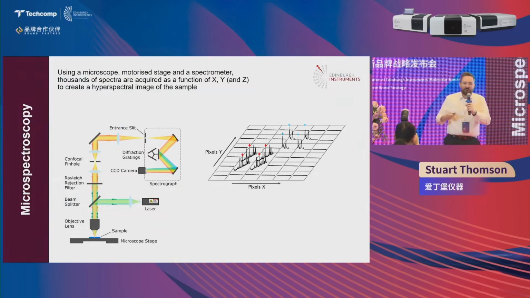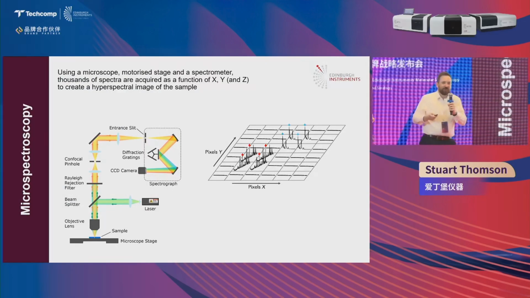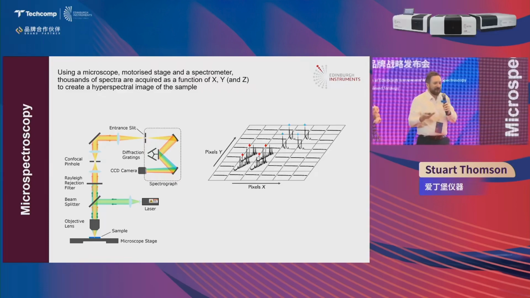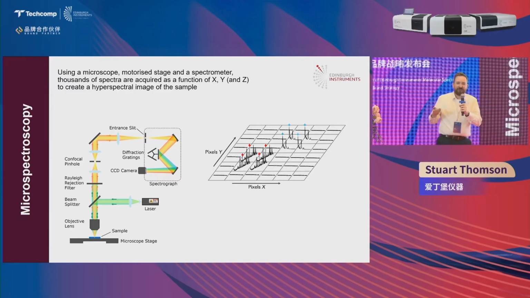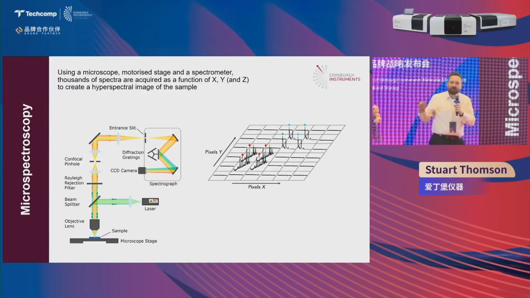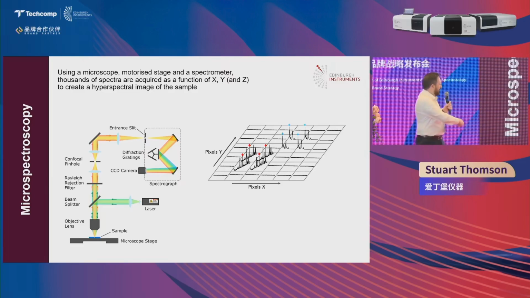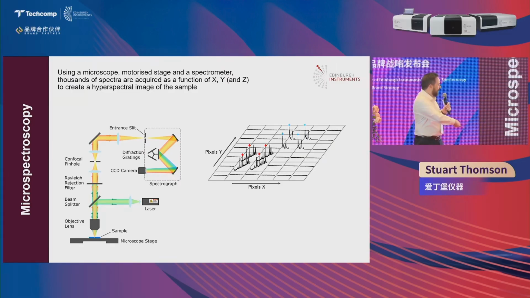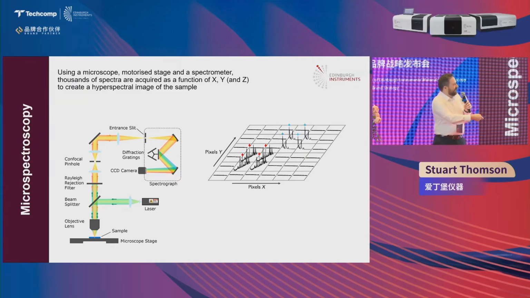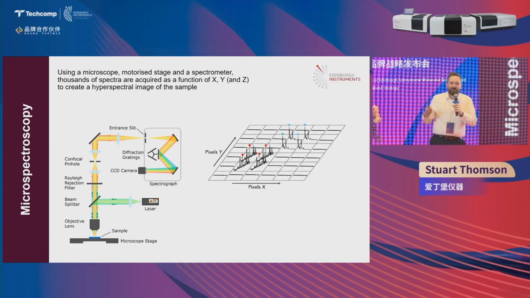So to start us off, what is microspectroscopy? In essence, we want to measure spectra, that could be Raman spectra or photoluminescence spectra, as a function of position on the sample. So to do this, we put the sample on a motorized stage, and then we create a grid, and we record spectra as a function of position on the sample.